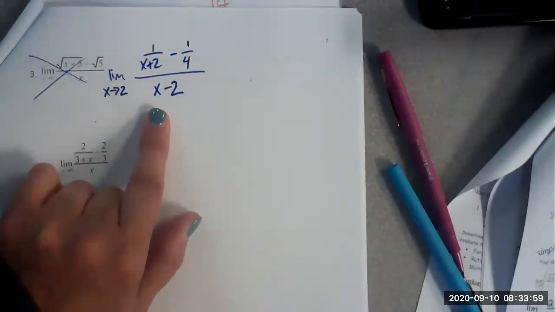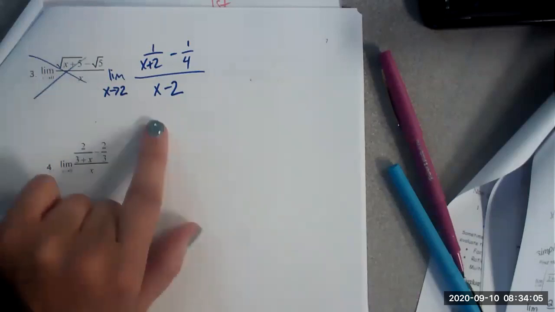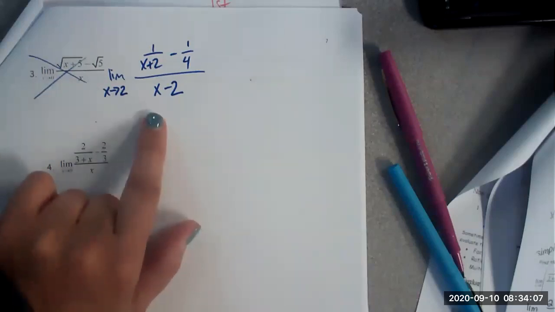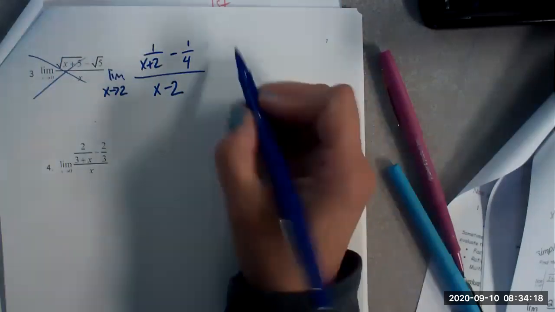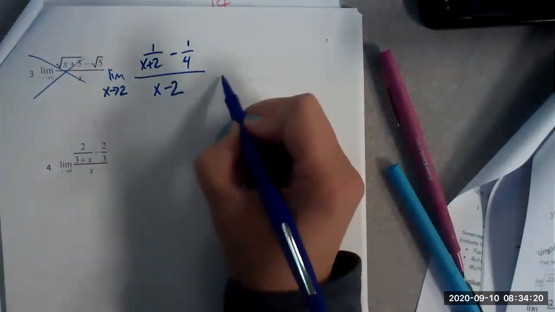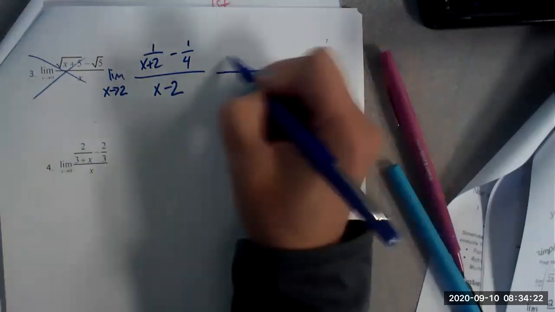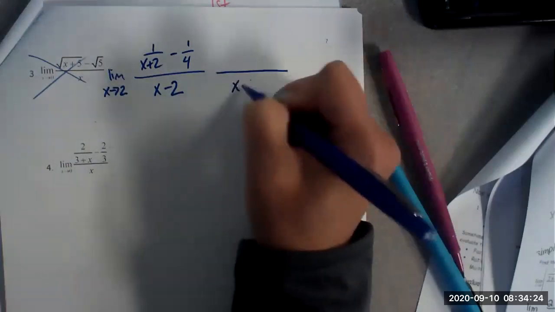Okay, so the limit as x approaches 2. Can I just plug it in? No. So this is one where I try to plug it in, doesn't work. Can't factor it. Don't need to rationalize. This is the fraction kind. What do you have to do in a fraction problem? Common denominator. All right. So remember, this fraction bar is the one that's for the x minus 2.